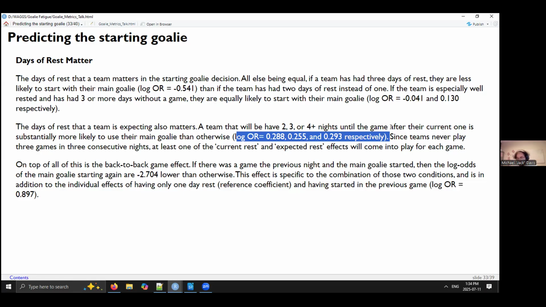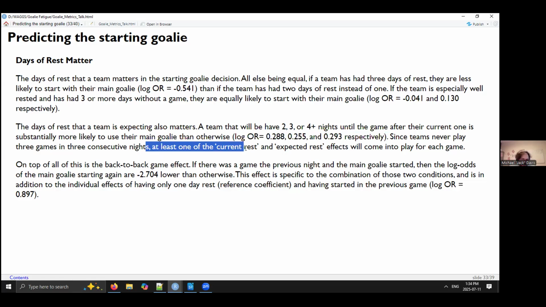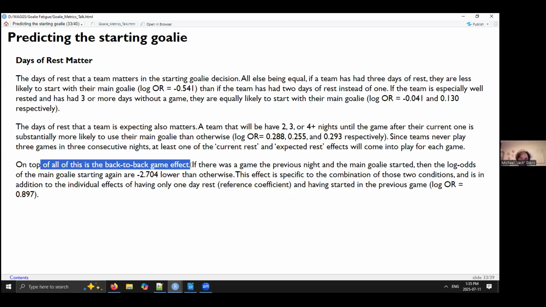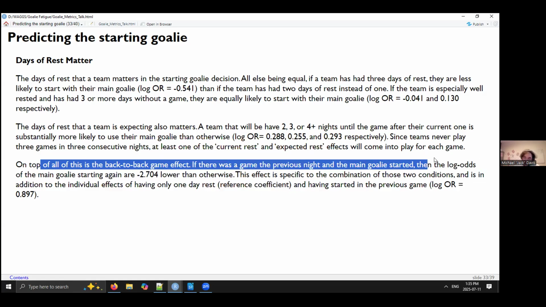You could speculate that it has something to do with load management, which is what I'm guessing here. Since teams never play 3 games in 3 consecutive nights, I don't think the current rest and expected rest effects are going to come into play at least once here. And there's also a back-to-back game effect. If a game happened the previous night and the main goalie started, the log odds are way lower. So typically you don't start the main goalie 2 nights in a row. Instead you would go main goalie and then backup, or backup and then main.